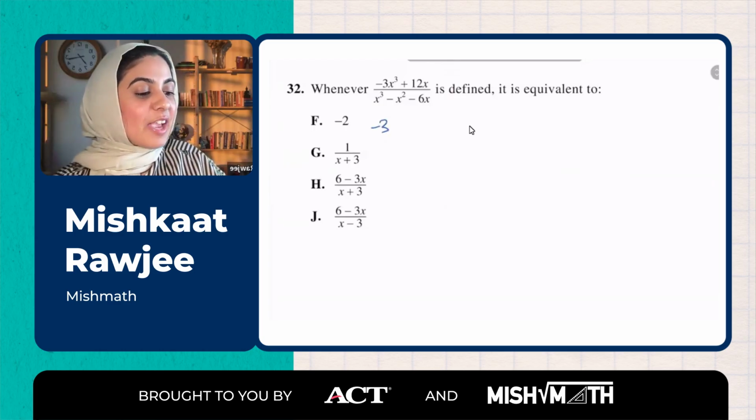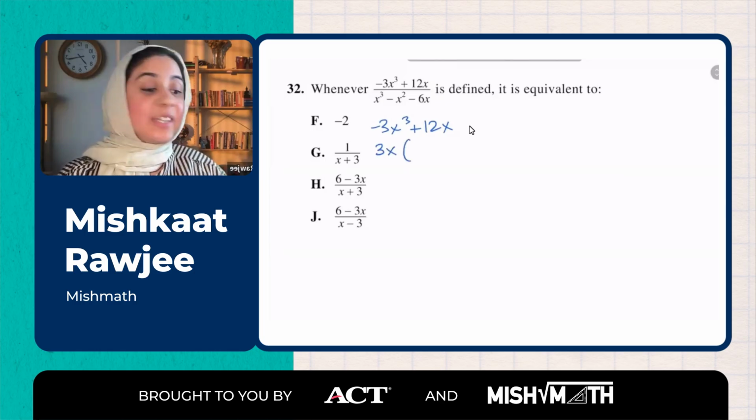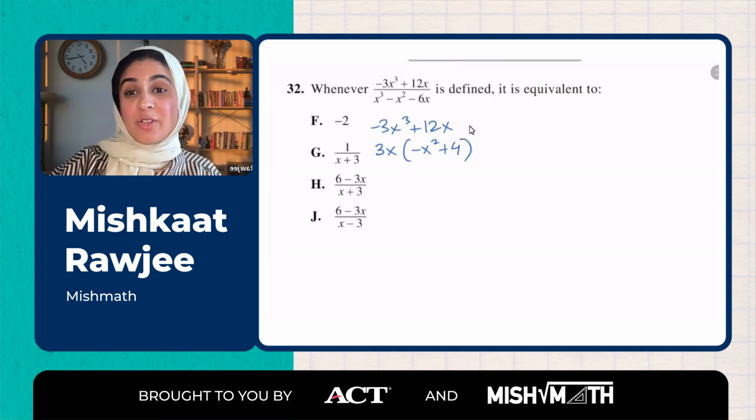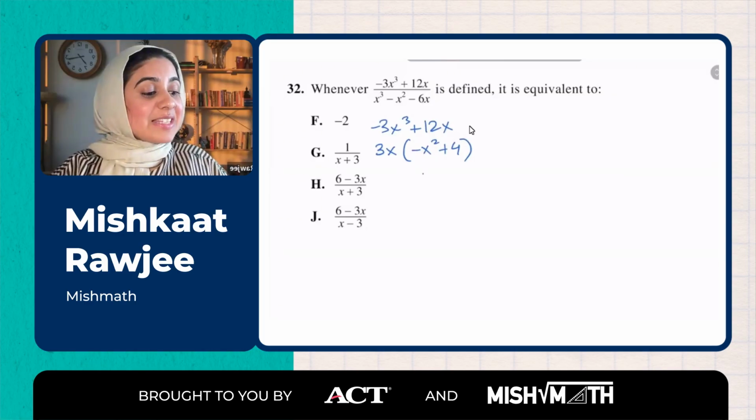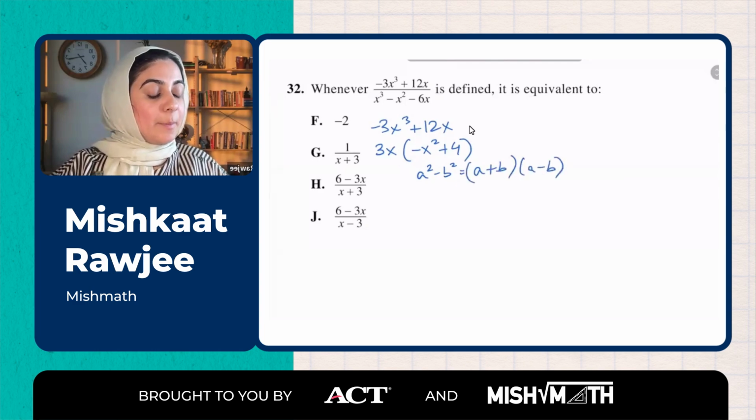When we have negative 3x cubed plus 12x, we can remove the common factor, which is 3x in this case. On the inside, we end up with negative x squared plus 4. Now, this is in the form of a squared minus b squared, which is the difference of squares. Now, the equivalent form of this expression is just a plus b multiplied by a minus b.